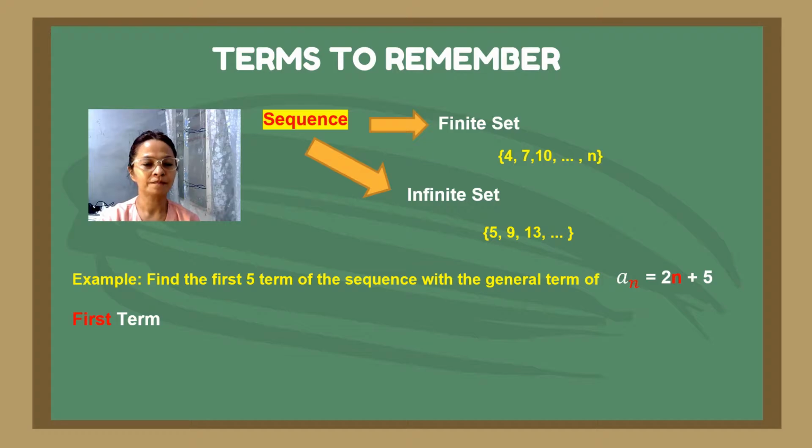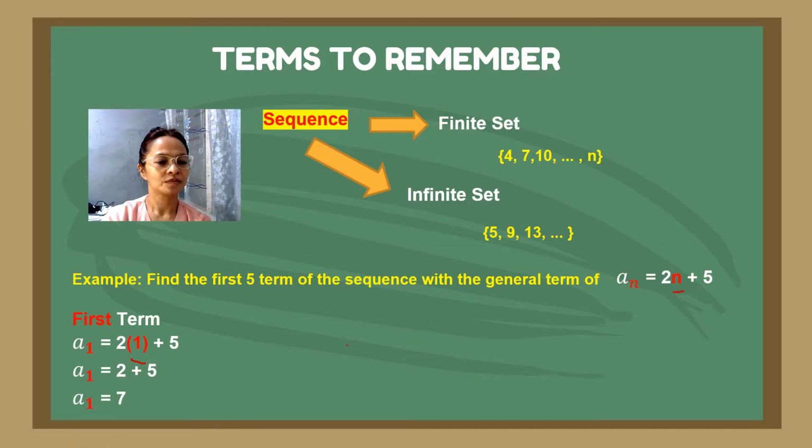To get the first term, we will substitute n with 1, from the word first. So 2 times 1, because n equals 1. Substitute it here with 1. 2 times 1 is 2, plus 5 equals 7. The first term is 7.